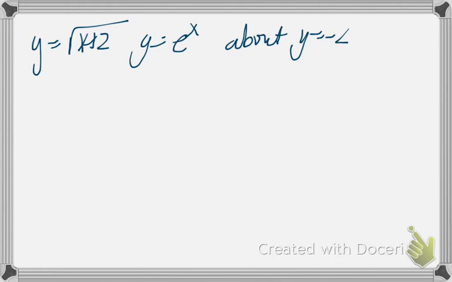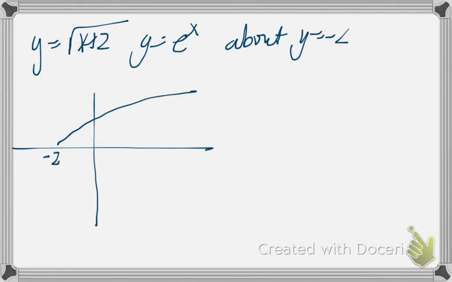Okay, this was number 2, so our picture. So radical x plus 2 looks something like that. This is negative 2. And y equals e to the x is going to look something like that. How do I know this? Because I made tables, but this one would be a calculator question, because you're going to see you're going to have to solve something and it's not going to work for you if you don't have a calculator.